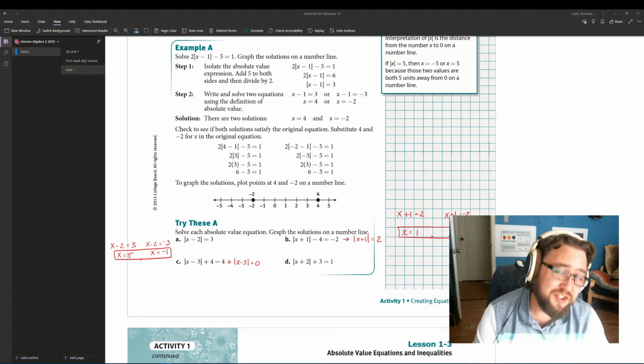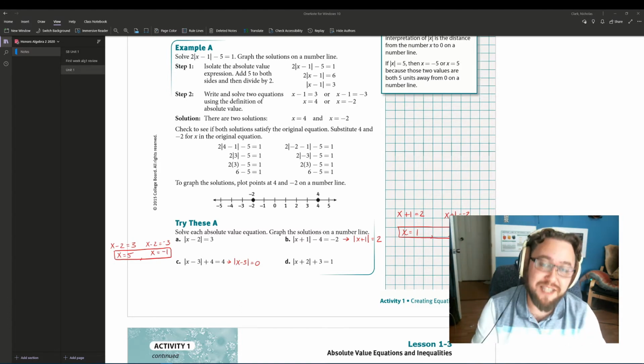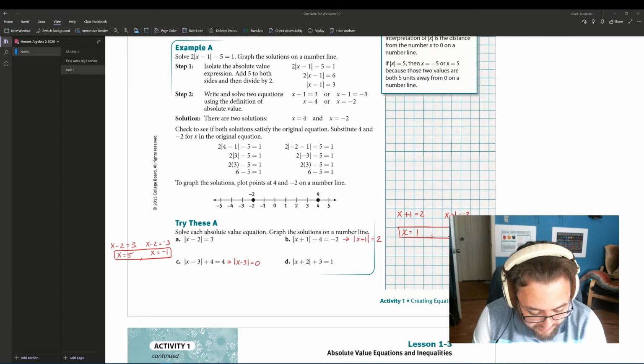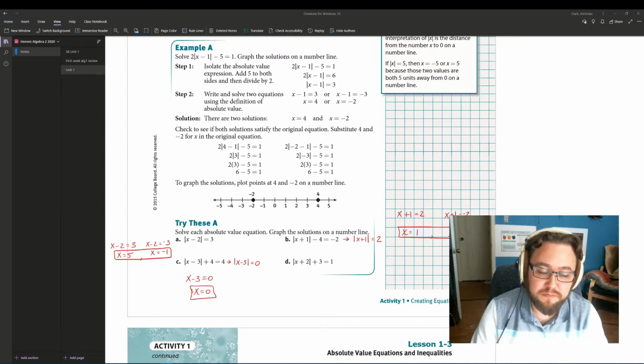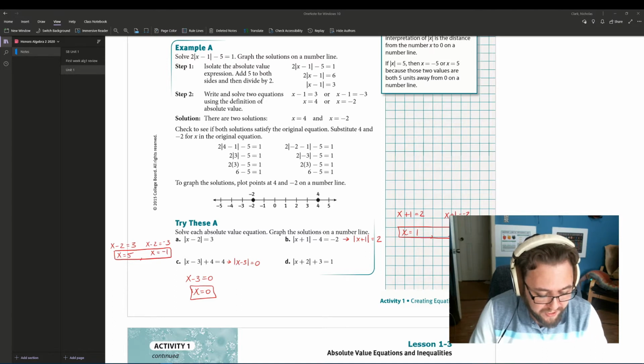So really all we're going to do in this particular case is drop those absolute value bars. x minus 3 equals 0. Add 3 to both sides. x equals 3. Easy enough. Now let's take a look over at D.